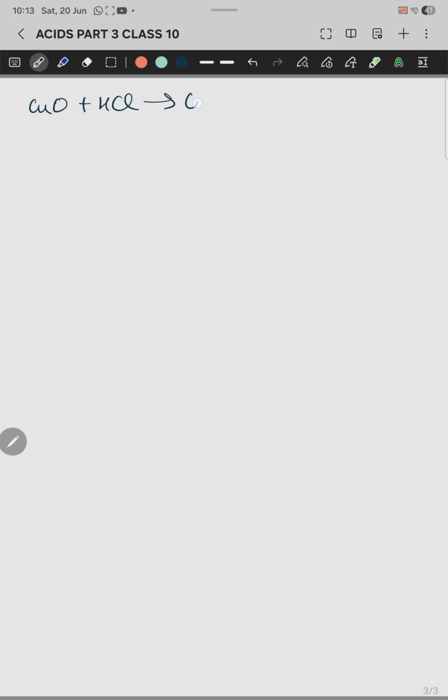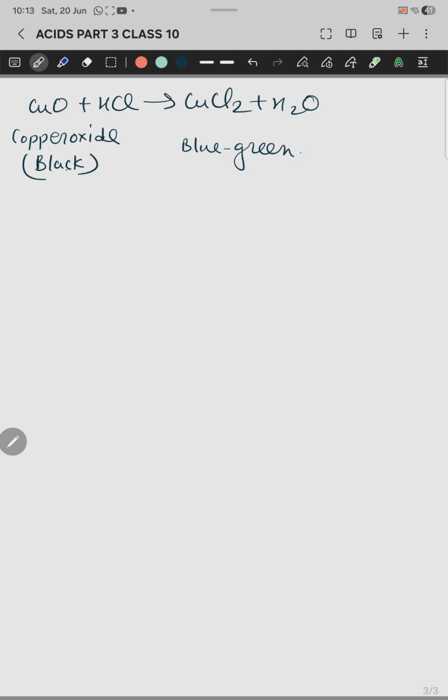It will give you CuCl2 plus water. What is CuO? CuO is copper oxide, copper second oxide, you can say. This is black in nature. A number of questions have been asked in the board examination in different ways. When black substances react with acid, it gives you a blue green color. This is actually blue green in nature. The blue green color it's having is known as copper chloride.